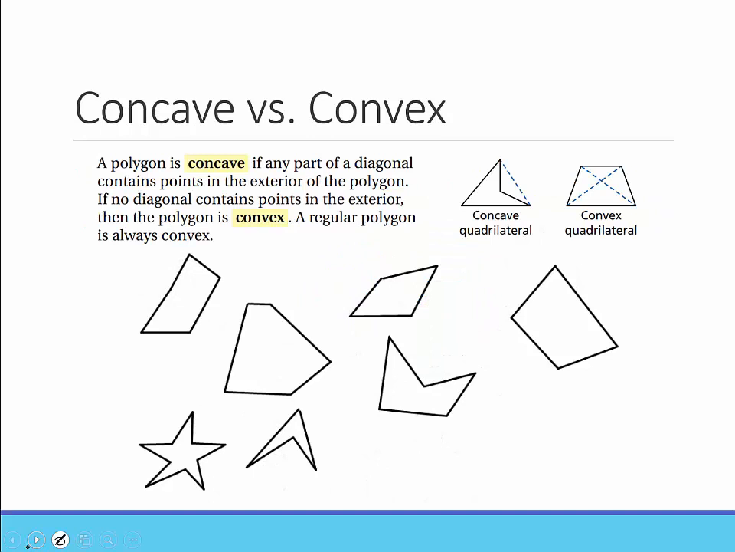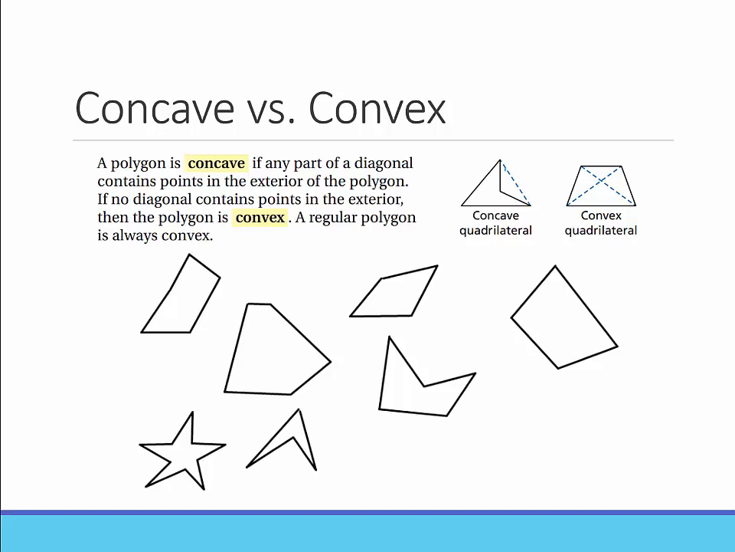So a polygon can be concave or convex. A concave polygon is if any part of a diagonal contains points in the exterior of the polygon. If no diagonal contains points in the exterior, then the polygon is convex. A regular polygon is always convex. So I think of concave as if something caves in. It has like a space like this here, this space that you have outside of this four-sided figure.